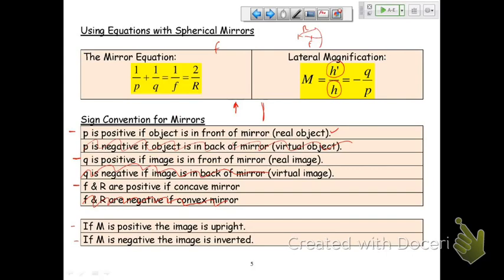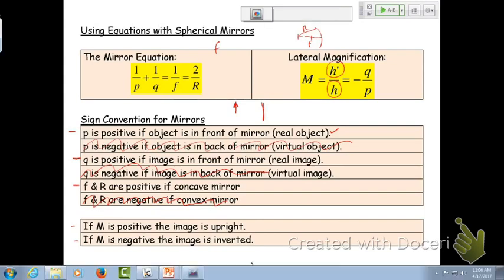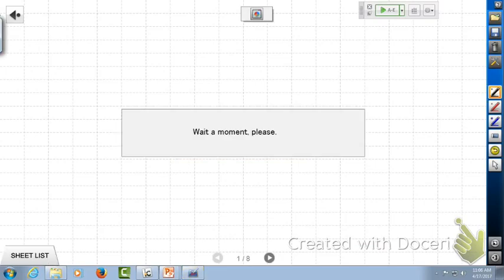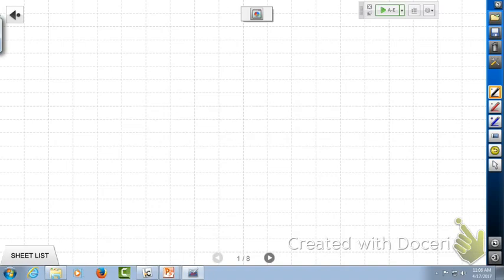And I'm going to put a page in here, and we're going to play with this. Okay? Let's put a page in here. An auto file save exists. Cancel. Okay. So let's have a look.